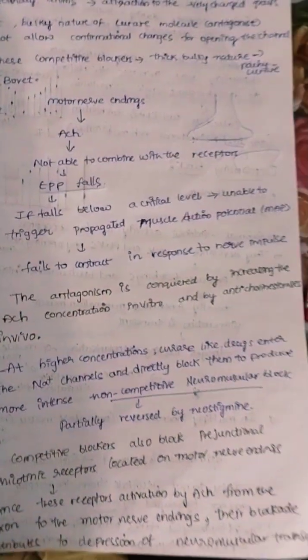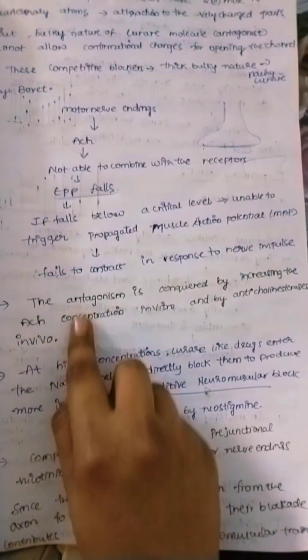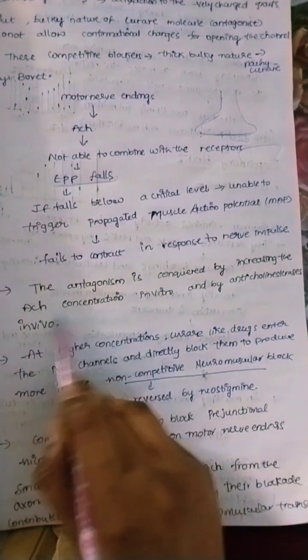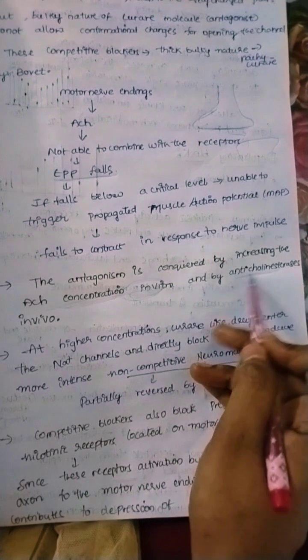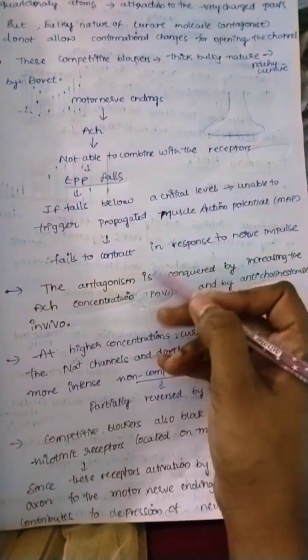This antagonism can be overcome by increasing the acetylcholine concentration in vitro, or by giving an anticholinesterase in vivo. We can stop this mechanism.